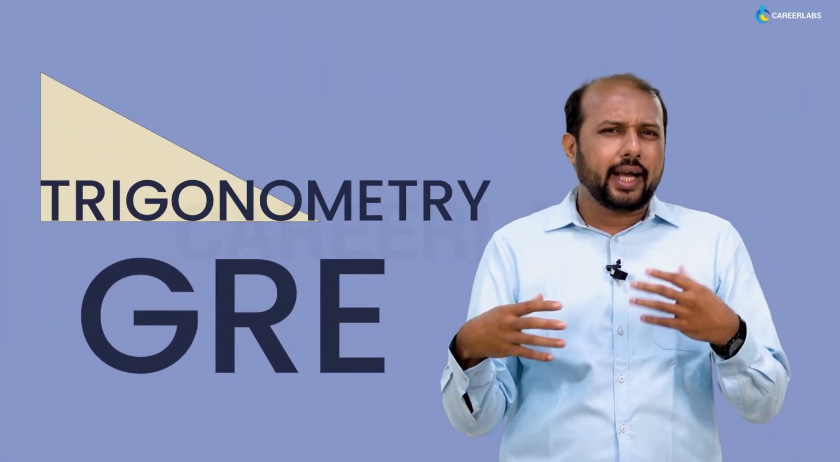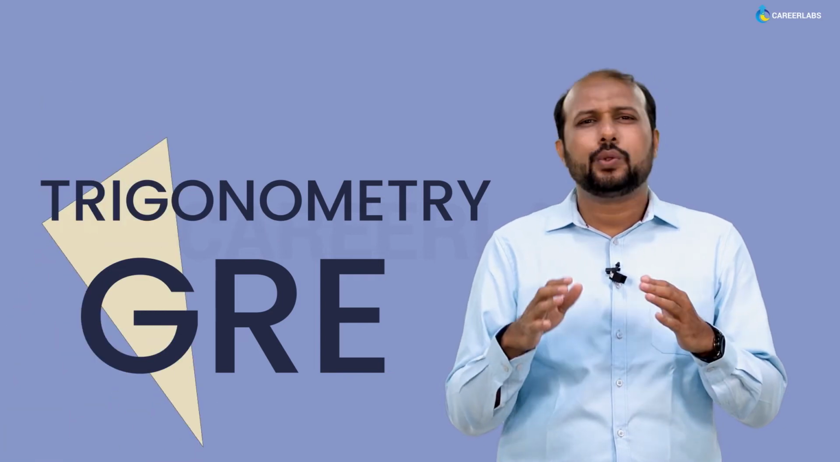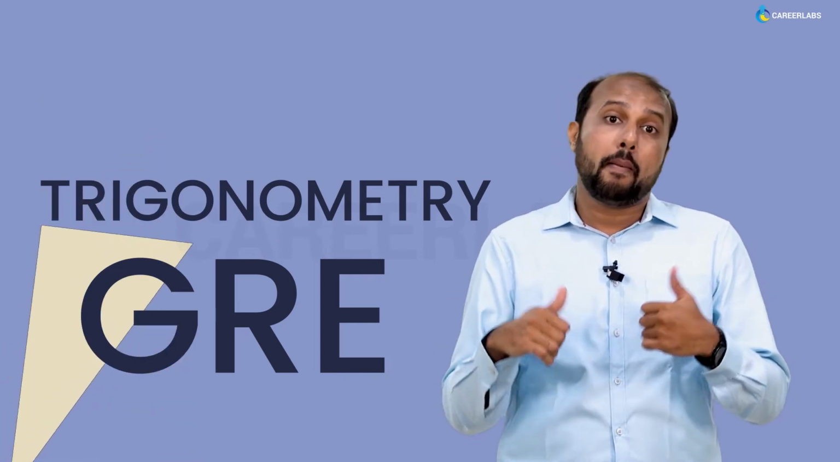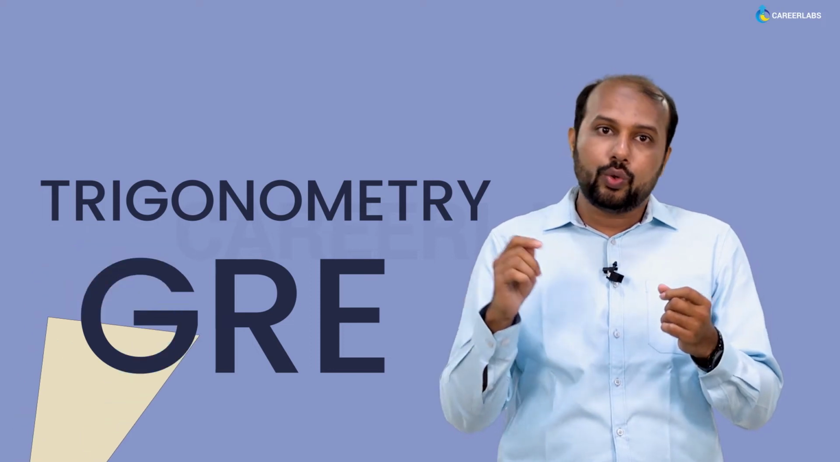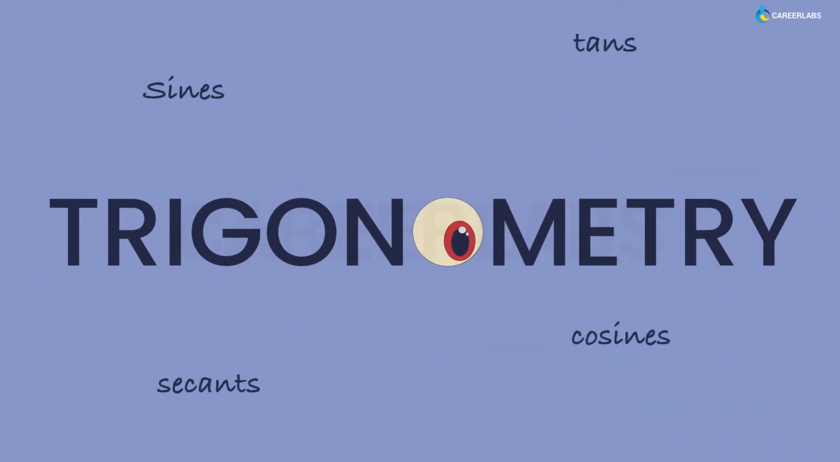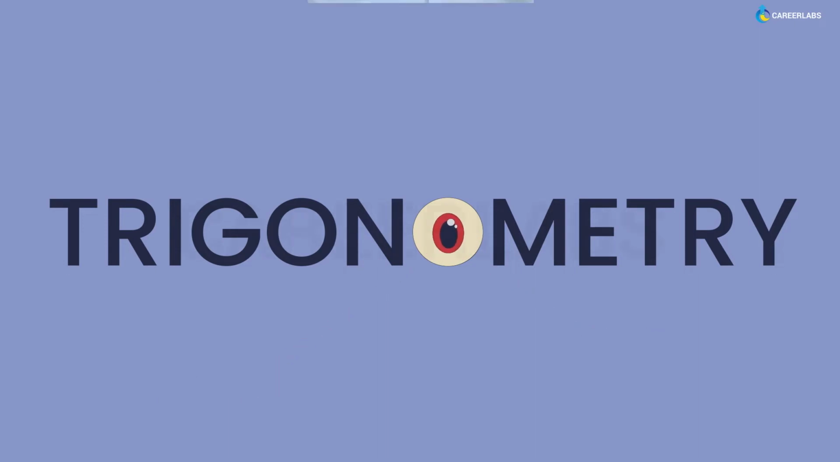Well, the slightly bad news is that the GRE does ask you some trigonometry questions. But the great news is that you can use one simple trick from trigonometry that doesn't involve sines, cosines, secants, and so on. Isn't that just amazing? So you may or may not finish scaling the mountain, but you can definitely do well in the GRE simply by applying a replacement trick.